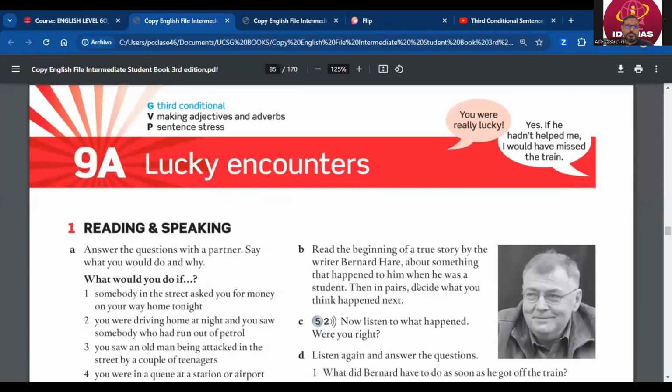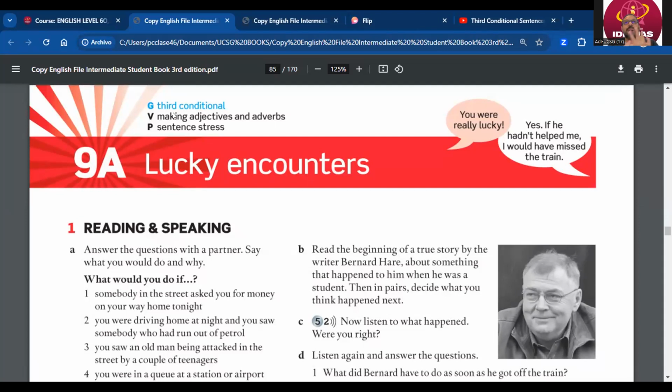The title of our unit is Lucky Encounters. And what we're gonna have is in the grammar, the third conditional. In vocabulary, we're gonna make this transformation that we have seen in other units, making adjectives and adverbs. In the case that we receive some nouns, you're making adverbs, and you transform the words into adjectives or adverbs.